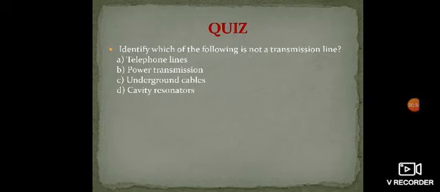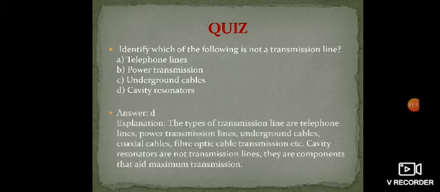Identify which of the following is not a transmission line. So what is the odd one in these options? The first option is telephone lines, the second option is power transmission, the third option is underground cables, and the fourth option is cavity resonators. So what is the answer? That is D, cavity resonators. Why? Because under microwave frequencies we have special types of oscillators and amplifiers, and cavity resonators are used in multi cavity crystal materials.